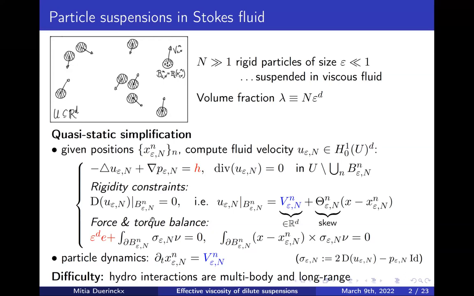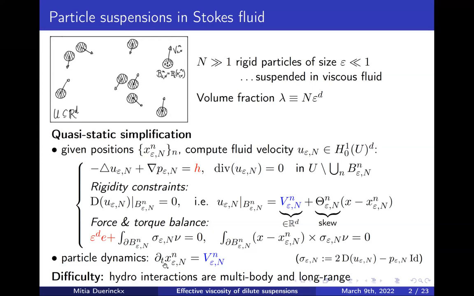Well, so now from this system, you can check that actually, if you give yourself the particle position at the end, you can solve this equation. There is a unique solution for the fluid velocity. In particular, you deduce the value of v and theta. You deduce the velocity of each particle and the angular velocity of each particle just by solving this system.